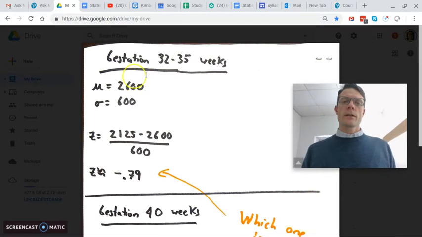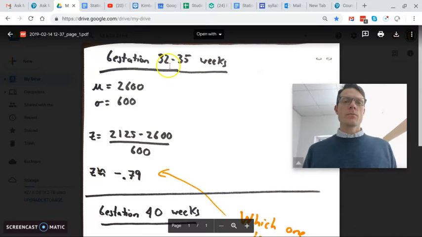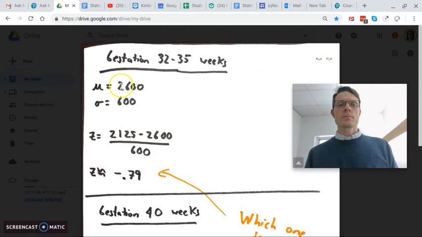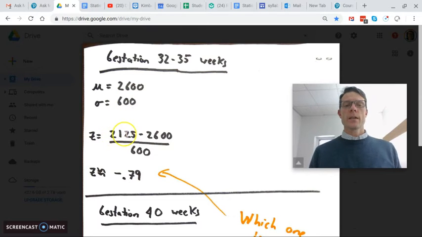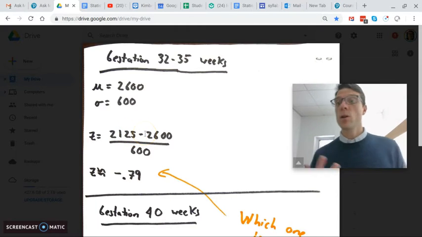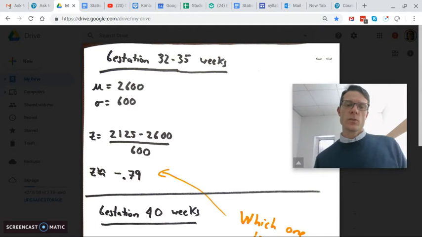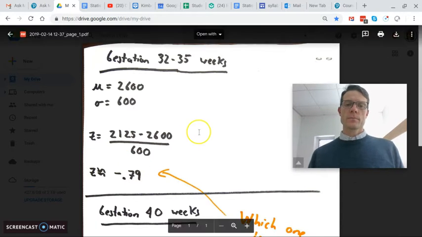For the baby that was born after, I think it was 33 weeks or something like that, in this gestation period, the average is 2,600 grams with a standard deviation of 600. To get the z-score for that baby, I take the baby's weight, 2,125. Notice that that's below average. Both of these babies are below average. Who's more below average is what we want to know. And subtract the mean and divide by the standard deviation to get a z-score of negative 0.79. We'd always expect that negative to occur when you're below average.